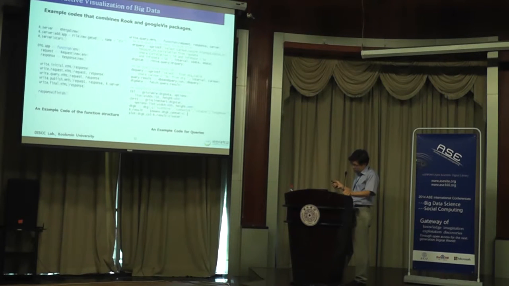These are sample codes of main functions using ROK and Google BIS. Left side is an example code of the function structure, and right side is an example code for queries. There are some queries: memlist, R Hive query, R MySQL query, and Google BIS APIs.